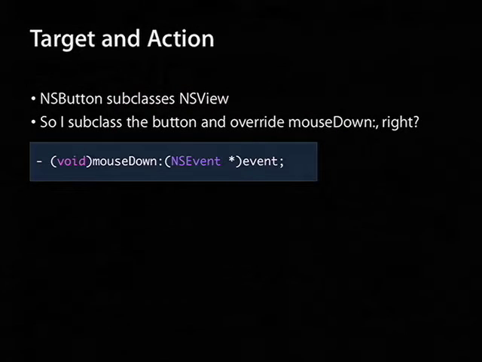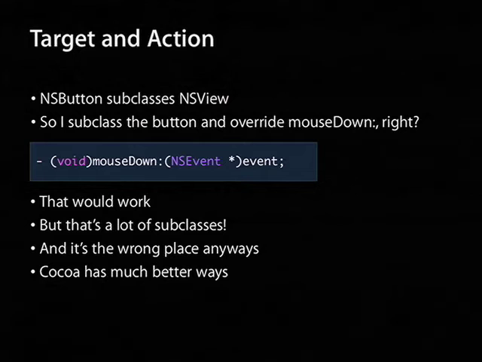Well, you might think, NSButton is a subclass of NSView, and I know how to handle mouse events, so I'll just override mouseDown. That would work, but that's a lot of subclasses. If you have to subclass NSButton every time you want it to do something else when you click on it, you're going to wind up with dozens of subclasses. And besides, this is the wrong place for this code. NSButton has enough to worry about just showing the user interface. It doesn't need to have all your business logic in it. So Cocoa has better ways to separate what happens when you click on a button from the button itself.